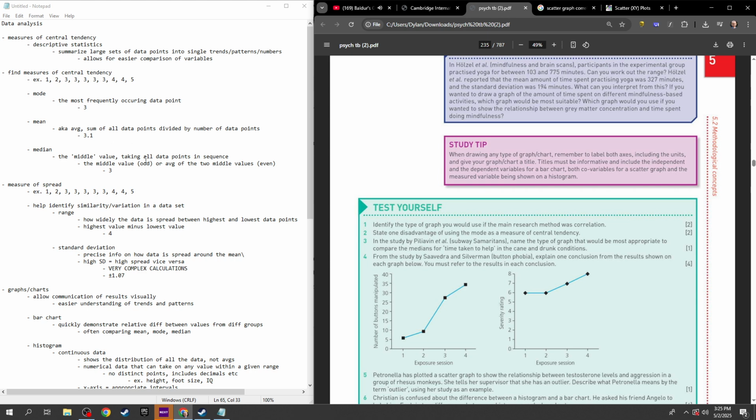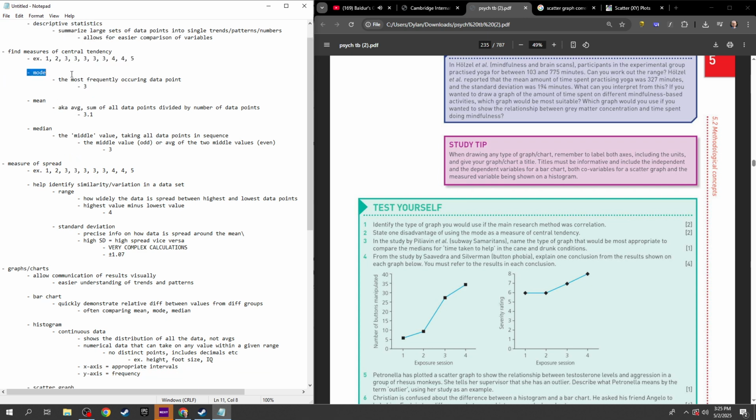I'll go over it again real quick, and then that'll be the end of the video. So, data analysis. Measures of central tendency. They are descriptive statistics that summarize large sets of data points into single trends, patterns, or numbers, and this allows for the easier comparison of variables. To find measures of central tendency, we have 3 different types. And using this banana rating scale from 10 different participants in a study that I made up, the mode is the most frequently occurring data point, in this case 3, because 3 occurs 5 times and nothing else occurs that many times.